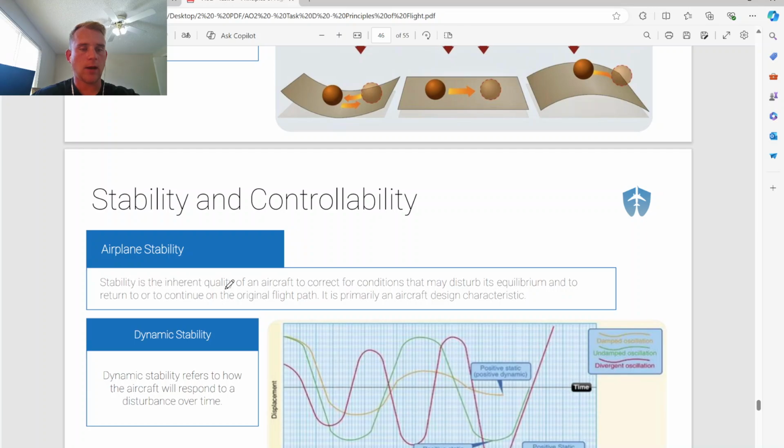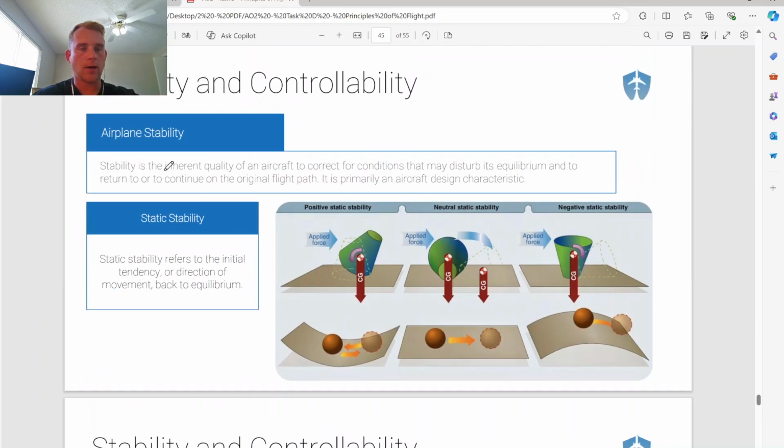Aircraft stability is the inherent quality of an aircraft to correct for conditions that may disturb its equilibrium and to return to or to continue on the original flight path. It is primarily an aircraft design characteristic, which means it varies from aircraft to aircraft.